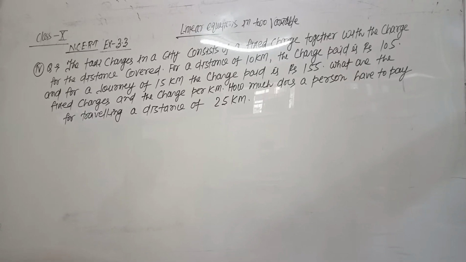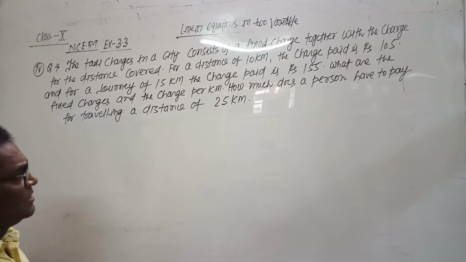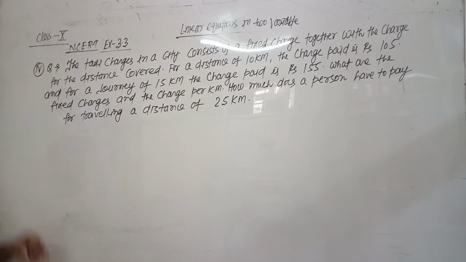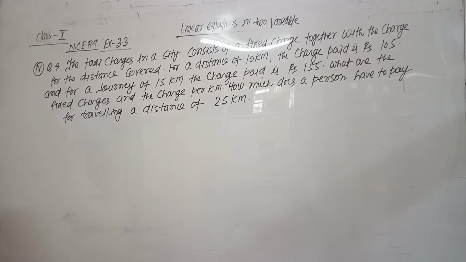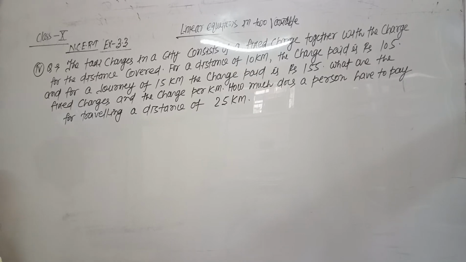We continue the exercise 3.3 of linear equation. In the previous video, we have solved question number 3. The question mentions that the taxi charges in a city consist of a fixed charge together with the charge for the distance covered. There are two types of charges: one is the fixed charge and the other is the charge for the distance covered.